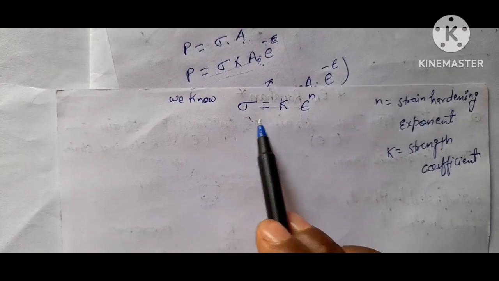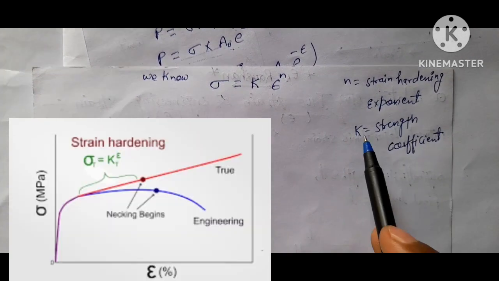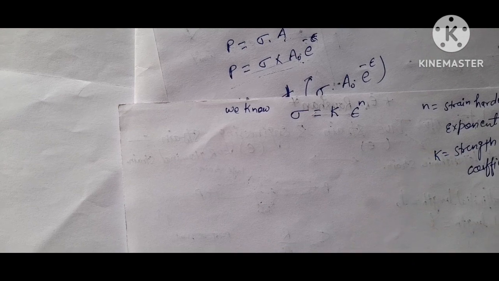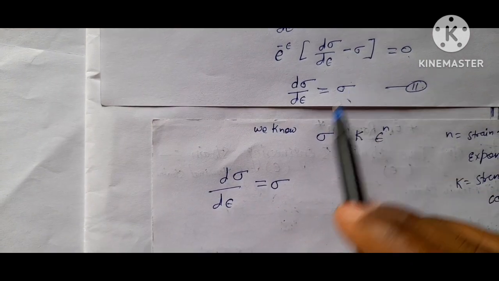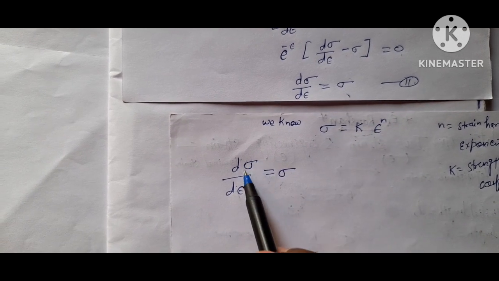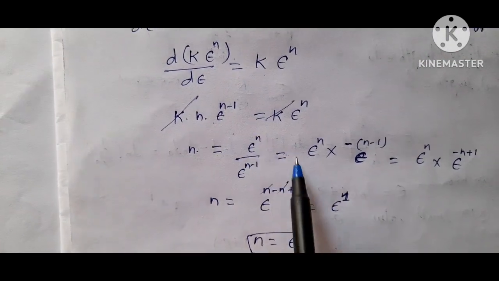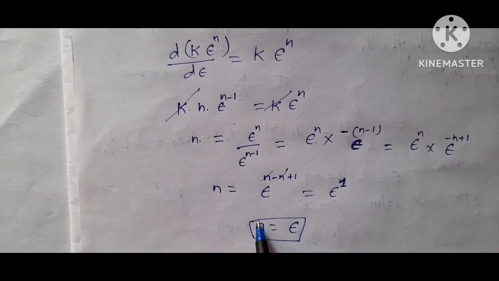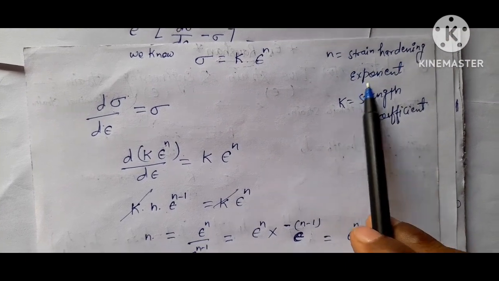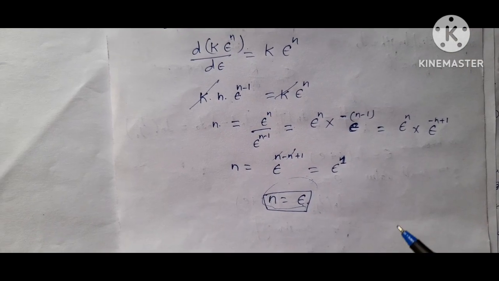Friends, one more thing: sigma equals K epsilon to the power n, where n equals the strain hardening exponent and K equals the strength coefficient. We know from the second equation this value, and also we know sigma equals this. Putting this value in, after calculation we find that n equals the true strain. That means the strain hardening exponent equals the true strain. This is geometric softening.